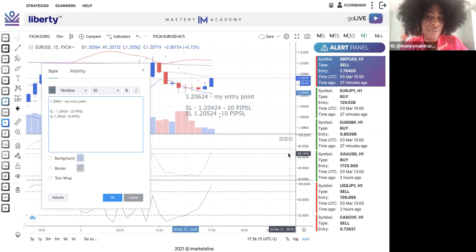Do not ever, and this is really a fact of life, family, or advice, do not ever get out of the trade. Do not get out of the trade until it takes you out automatically. Like until it hits TP or stop loss, do not get out of the trade, right?